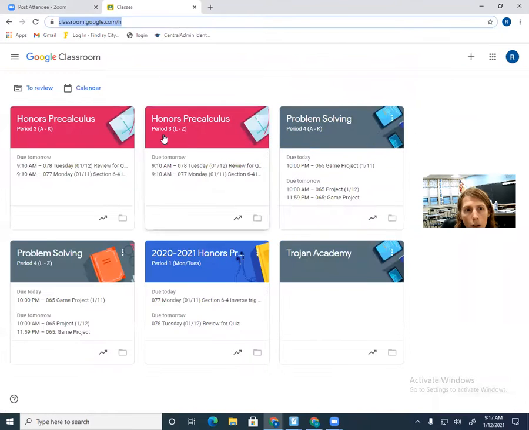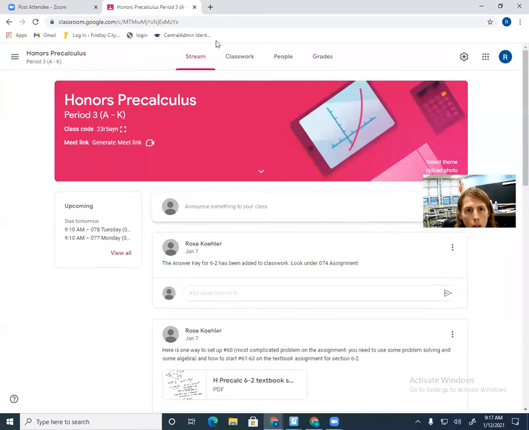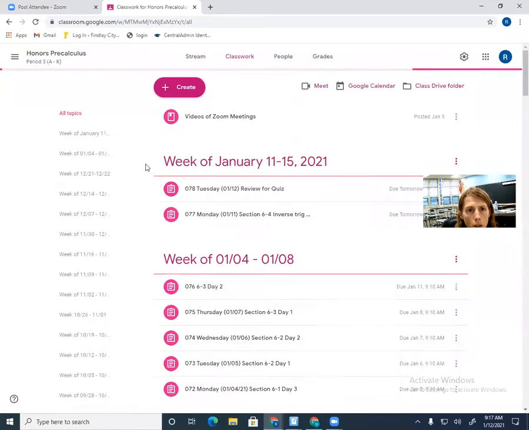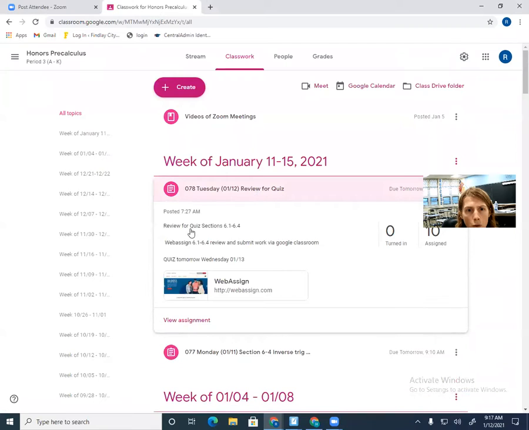All right, so if I go to my classroom and classwork, it says right here on assignment for review, it says review the quiz section 6.1 to 6.4, and then the WebAssign, you just click on the link and get there. And then it says submit work via Google Classroom. So you can answer it on WebAssign and then just submit your work on Google Classroom so I know you guys did it. All right, do you guys have any questions you want to focus on before I just start going over problems?